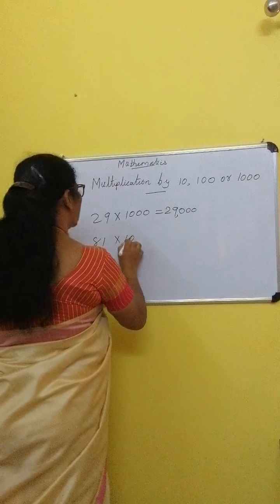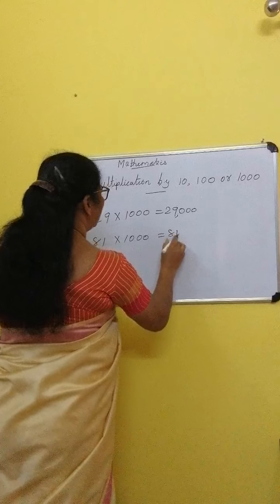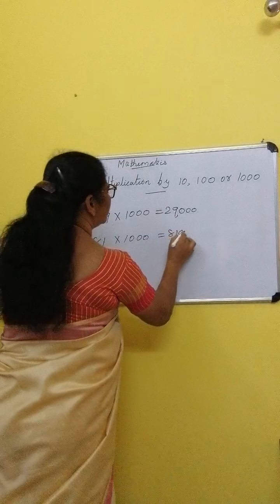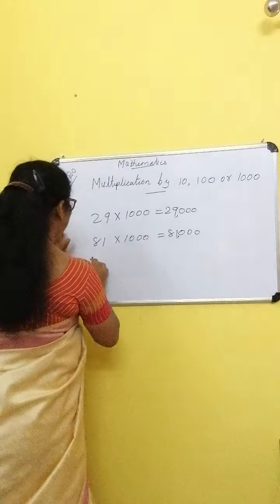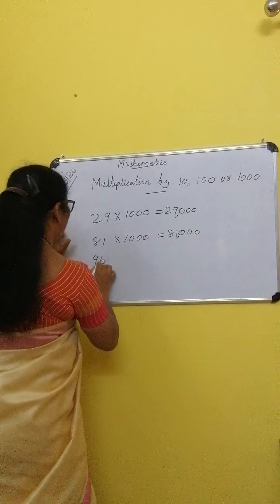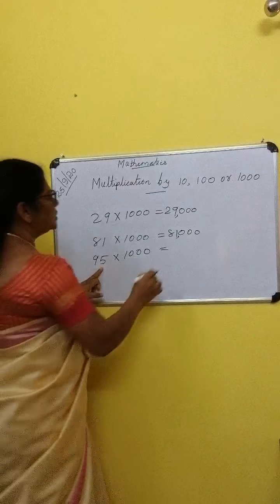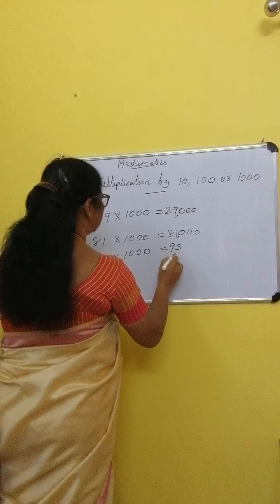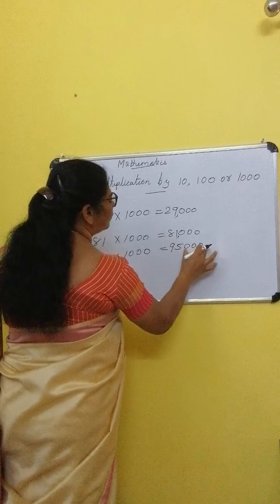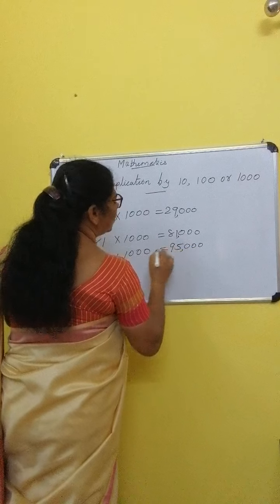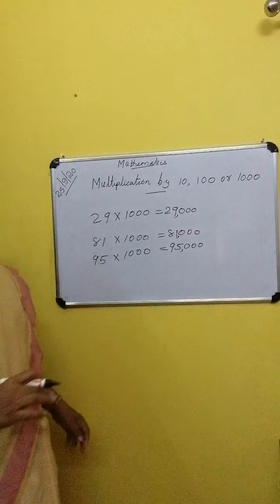81 into 1000 equal. Write this 81 and write these 3 zeros. 1, 2, 3. How to read? 81,000. 95 into 1000 equal. Write this 95 first, then 3 zeros. 1, 2, 3. After 3 zeros, 3 places, we can put 1 comma. Then easily we can read 95,000. Okay.